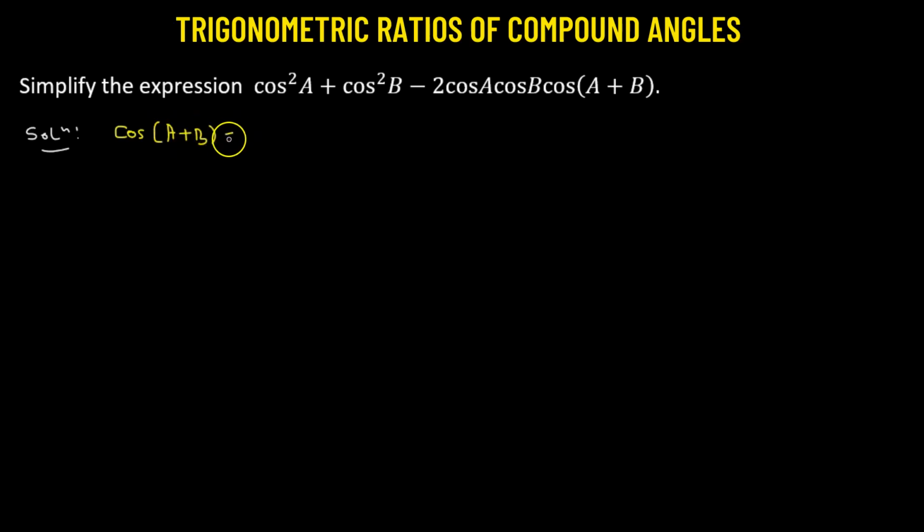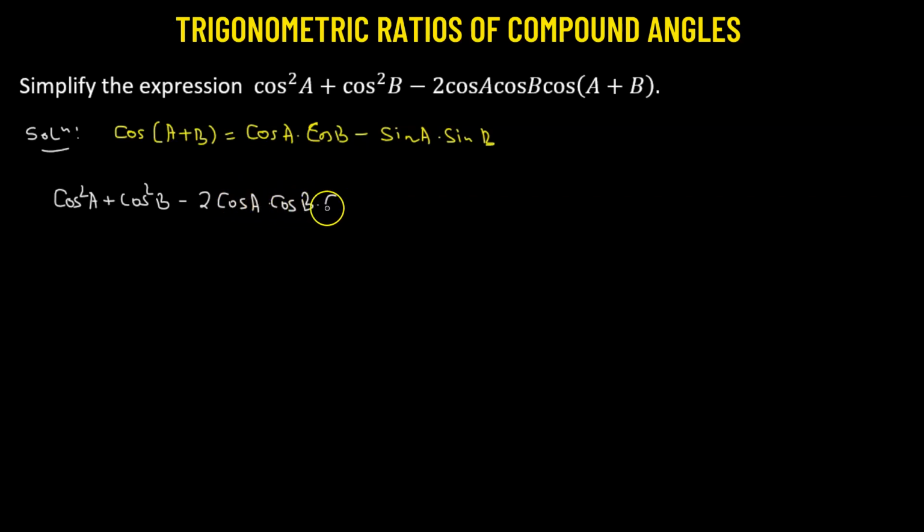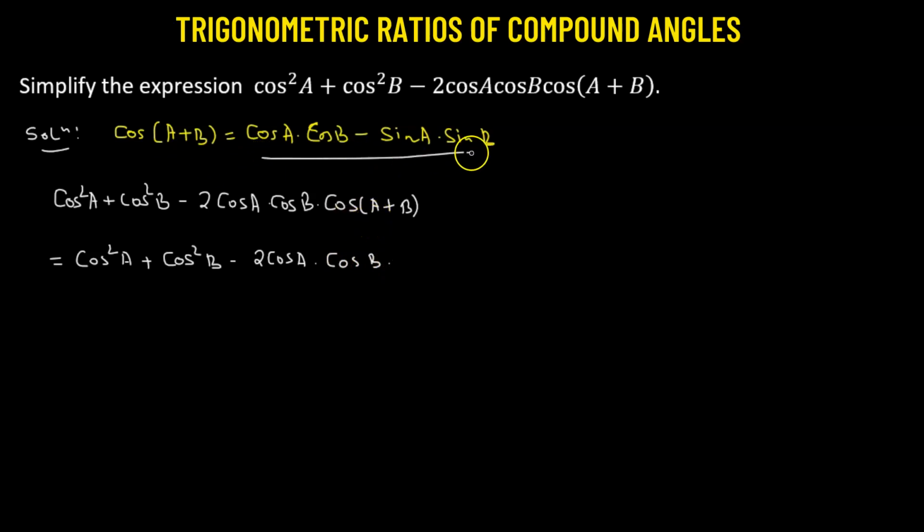The cosine of a plus b, when you expand it, we get cosine of a times cosine of b minus sine of angle A times sine of angle B. Meaning, we can rewrite our given expression, which is cosine squared A plus cosine squared B minus 2 times cosine of A times cosine of B times cosine of A plus B. This will become cosine squared A plus cosine squared B minus 2 times cosine of angle A times cosine of angle B. Now we have cosine of A plus B, but we'll be replacing it with the expanded form.